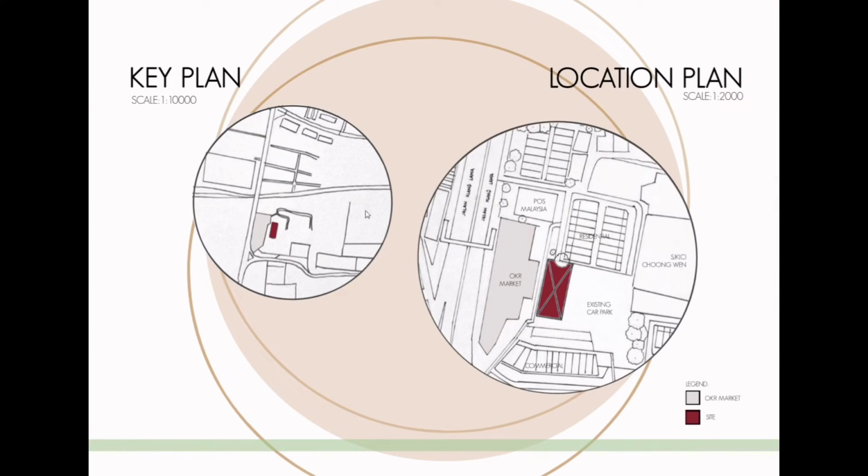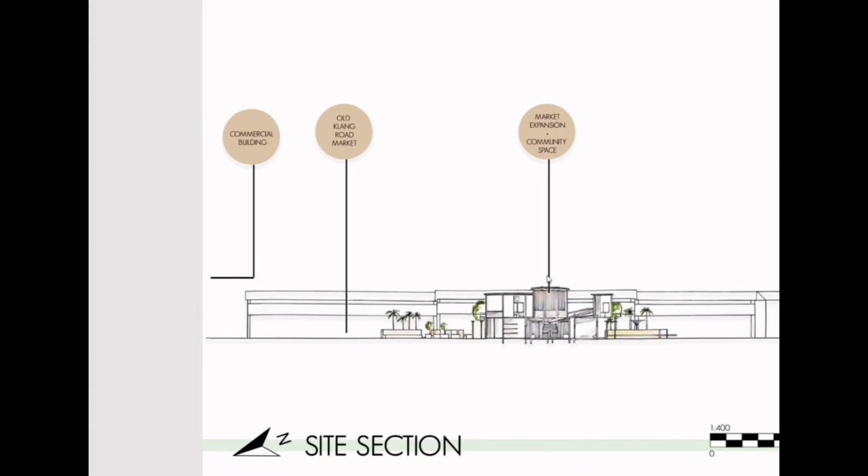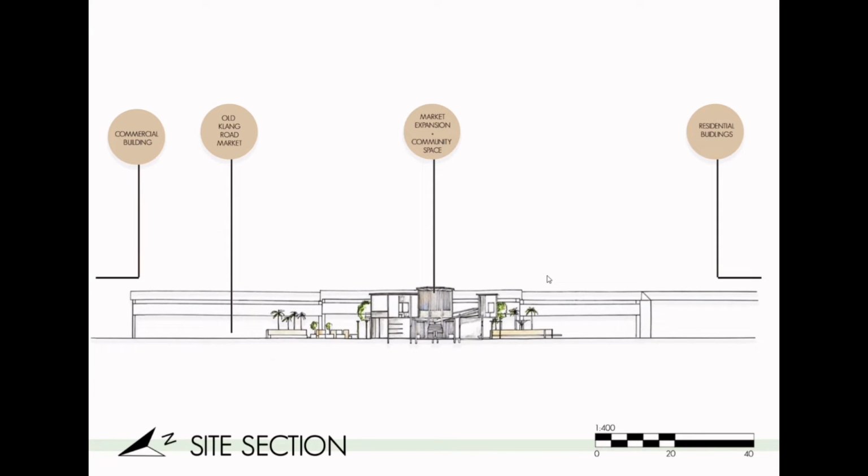This is the key plan, which is located at Oakland Road, and this is the location plan. As you can see, this is Oakland Road Market, and this is the site. This is the site plan of the project. There's an existing car park right here, and these are residential houses, and there are commercial buildings right here, and this is the Oakland Road Market. As you can see, this is the roof plan as well. This is the site section.